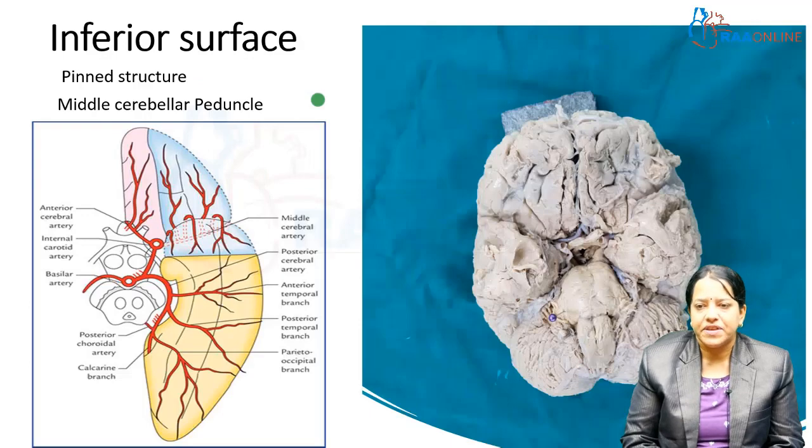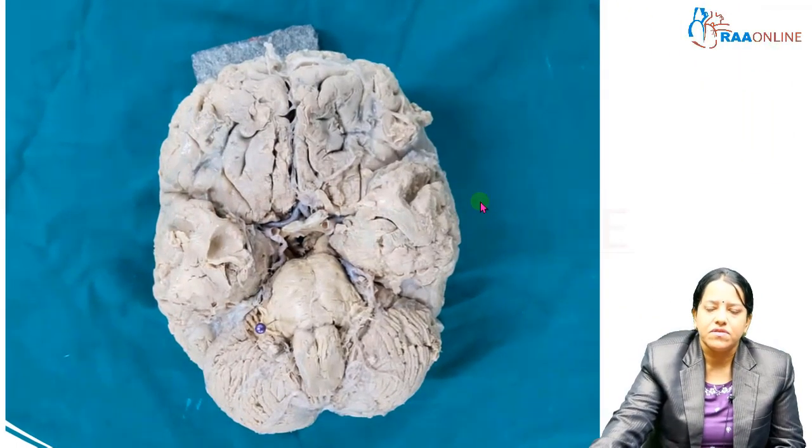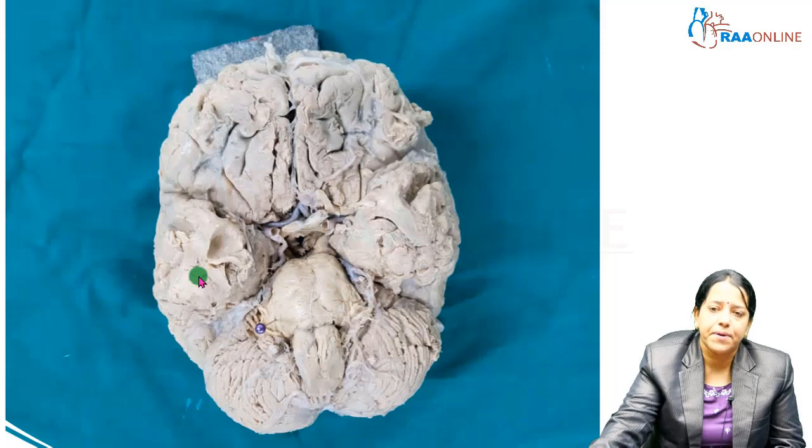Coming to the first specimen, which is from the dissection hall, you can see over here this is the specimen of brain with the hindbrain intact and also the brainstem intact. So here we are able to see the inferior surface of the brain, that is not only of the cerebellum, which we are seeing posteriorly, we are seeing the medulla oblongata, this is the pons, and here we are seeing the inferior surface of the cerebrum.